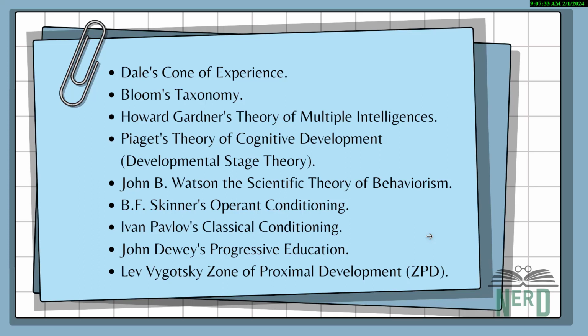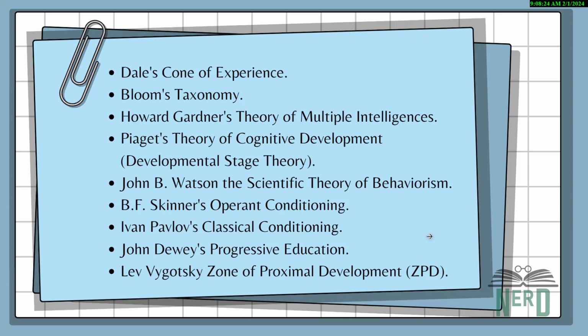So first off, we have Dale's cone of experience. It's a cool visual way to understand different types of learning experiences. Then we have Bloom's taxonomy, which is like a ladder of thinking skills from remembering stuff all the way up to creating new ideas, right? Next, we have Howard Gardner's theory of multiple intelligence. He said we are smart in different ways. Some of us are word smart, some of us are music smart, and so on. We'll discuss more about it in our next slide.